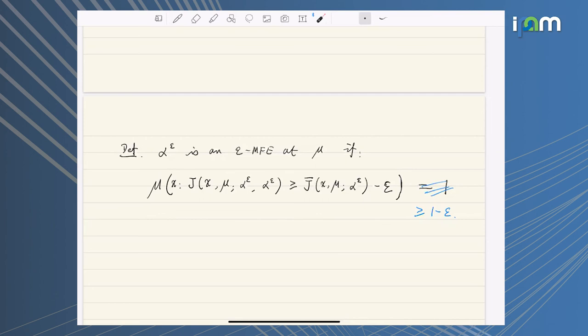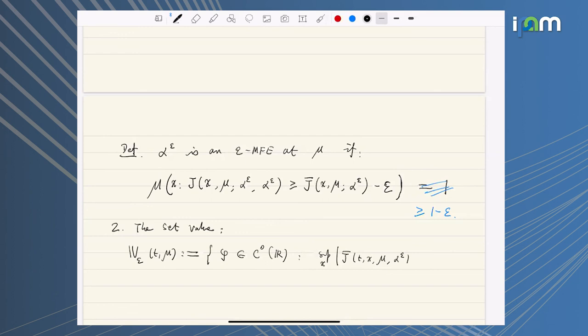And one comment is, since I'm running out of time, I don't want to. So we have this epsilon error here, but we are talking about the measures, etc. So everything is continuous in terms of a measure. So it will not change too much about the law of X with this epsilon error. Anyway, so given this, now I define the set value. So I'll say V epsilon, T, mu equal to this one. I'll also make a... so I'll do this. X, J bar, T, X, mu, alpha epsilon. So I'll get this. And so for the value itself, I also allow for another epsilon.